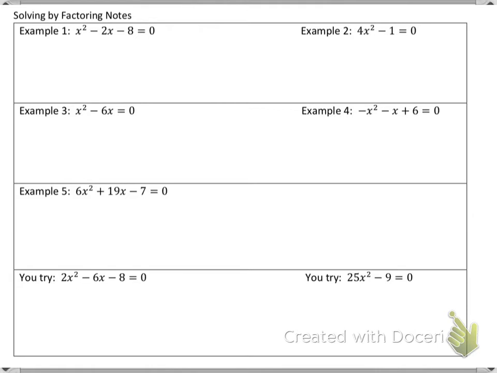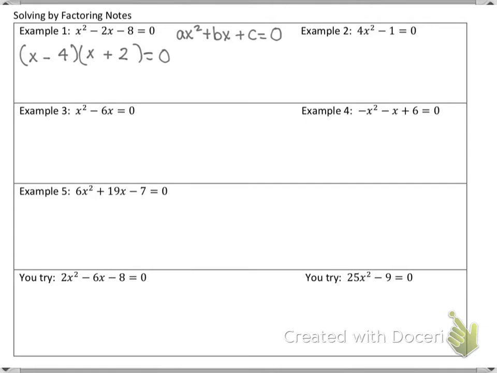So the first thing we have to do is get them in standard form. But if you notice, examples 1 through 5 and the two you-try problems at the bottom are already in standard form since we have them equal to 0 and they're written in the form ax squared plus bx plus c equals 0. Okay, so we're ready to dive in and start factoring. As you know, the first thing we look for when we factor is a greatest common factor. Example 1 has no greatest common factor, so we're going to factor it by product sum method.